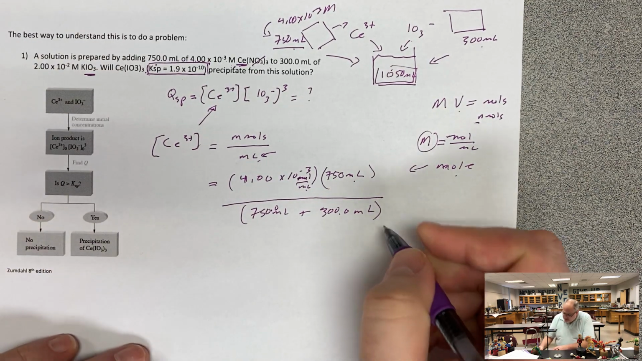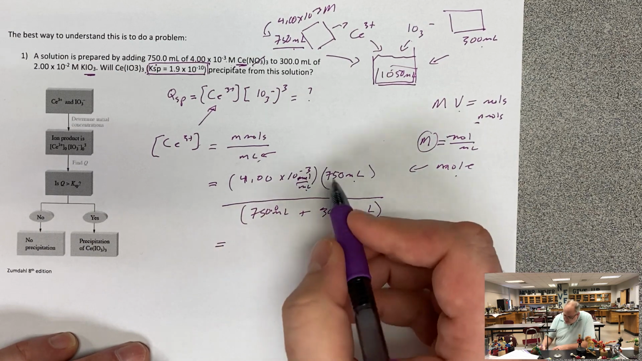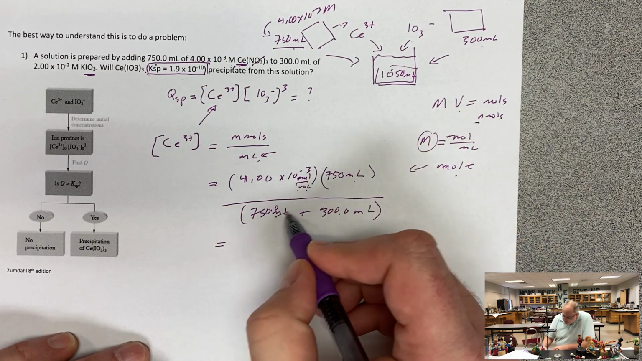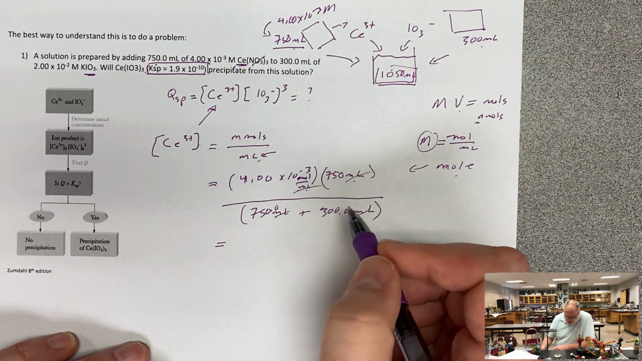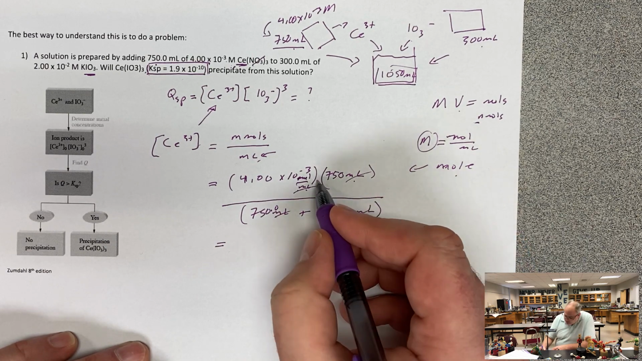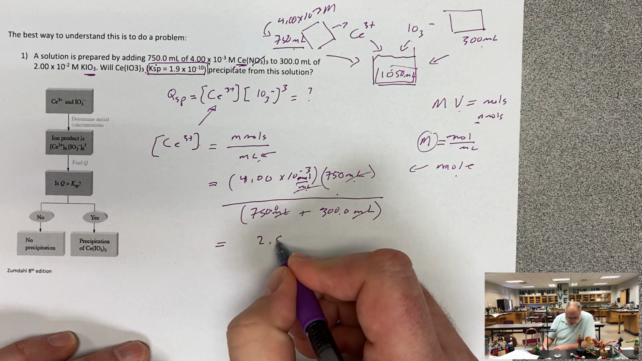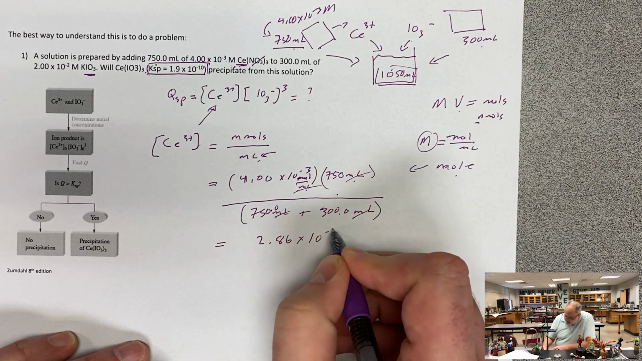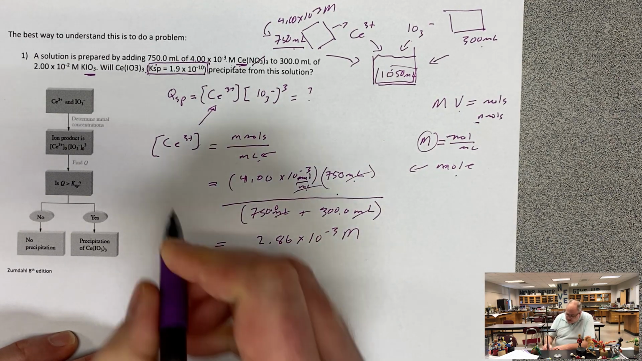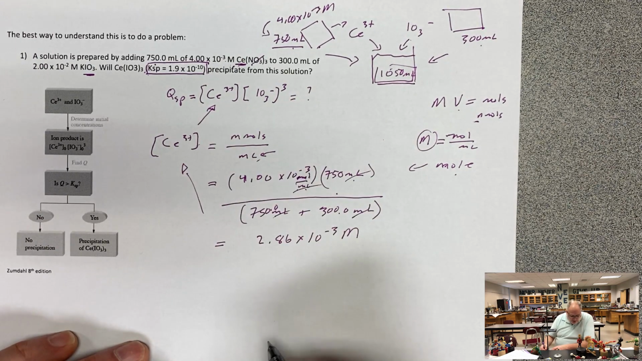So we have this. And when we do the math on this, on the top, everything cancels out, right? The milliliters cancel out. And we end up with our molarity, which is moles divided by liters. And we end up with 2.86 times 10 to the negative 3 molar. So that's our concentration for our Ce3+.